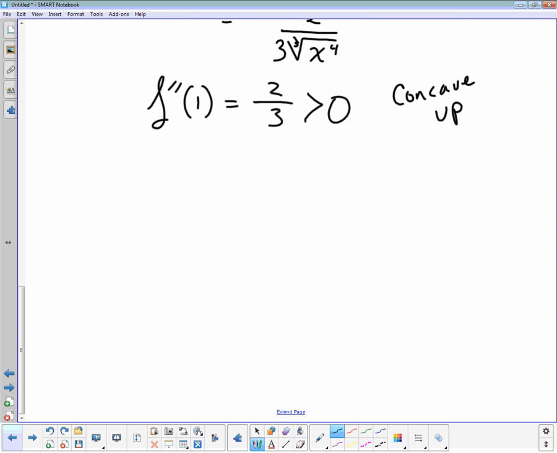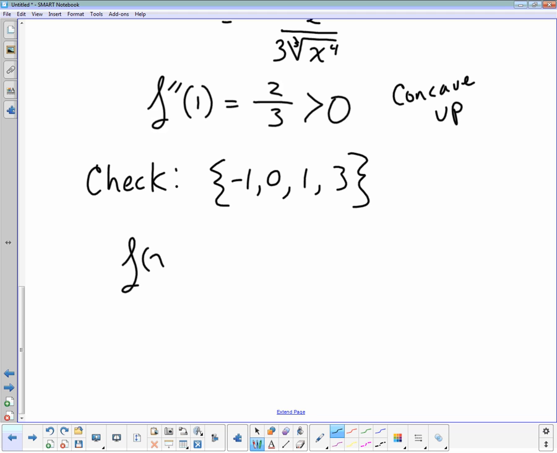So let's check all of our points. We have -1, 0, 1, and 3. Plugging them into that. So go ahead and find those 4 values.